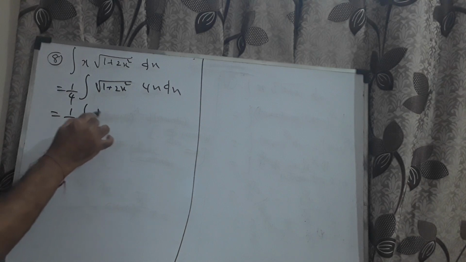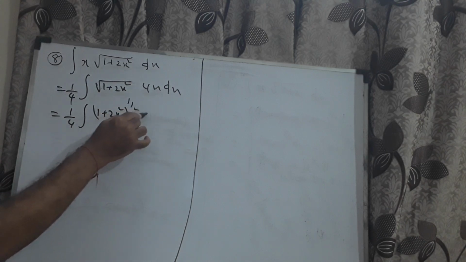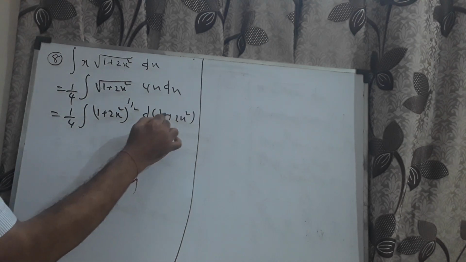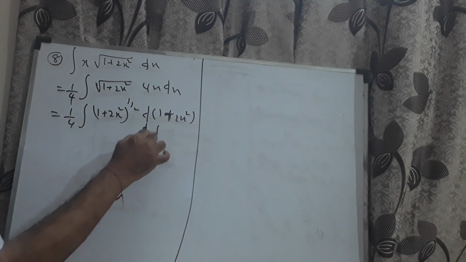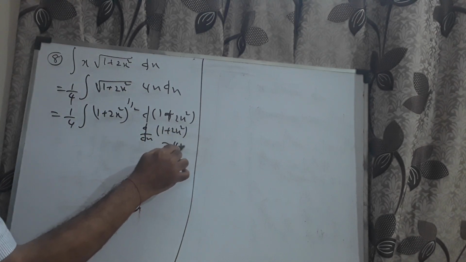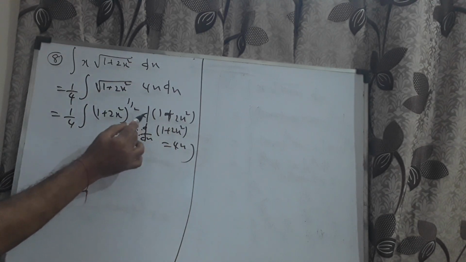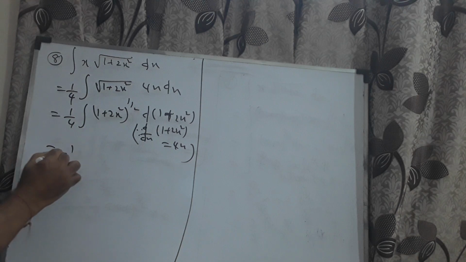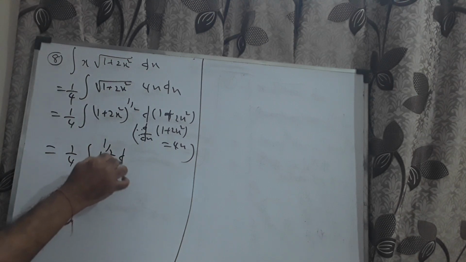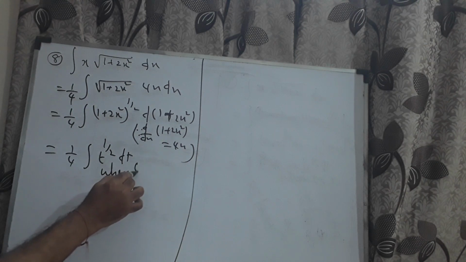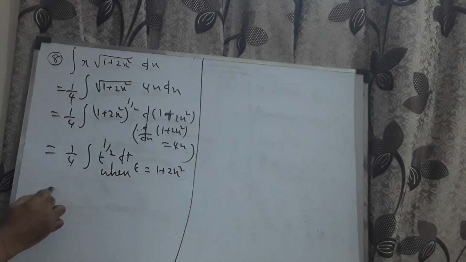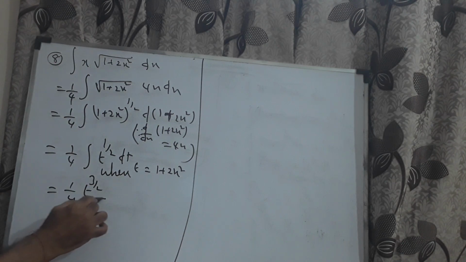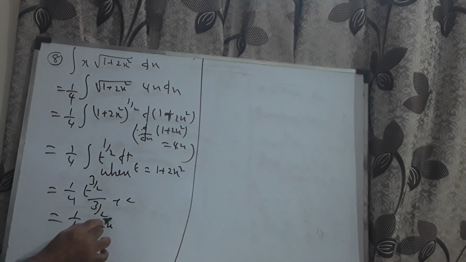Therefore, this is 1 plus 2x square to the power half d of 1 plus 2x square. Just if you want, you can write in brackets d by dx of 1 plus 2x square is 4x. For cross multiply dx, I'll get d of this much. Close this off with your hands and find out. This is my respective substitution. 1 by 4 t power half dt, where my t happens to be 1 plus 2x square. Now 1 by 4 t power 3 by 2 by 3 by 2 plus c, which is reduced to 1 by 6, 1 plus 2x square power 3 by 2 plus c is the final answer.